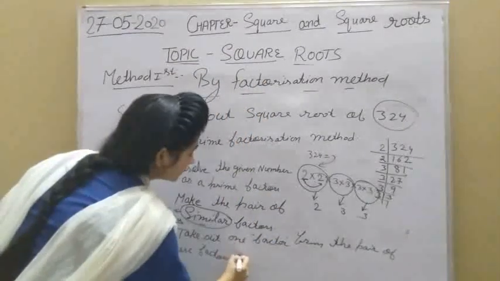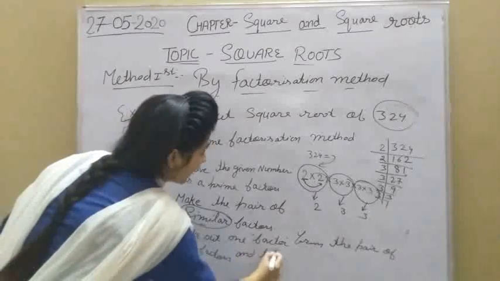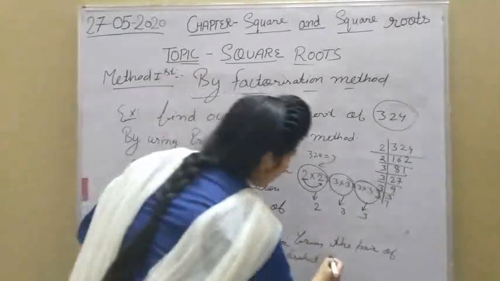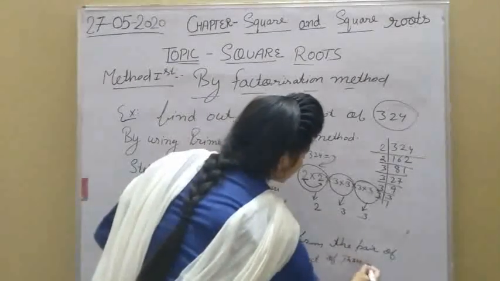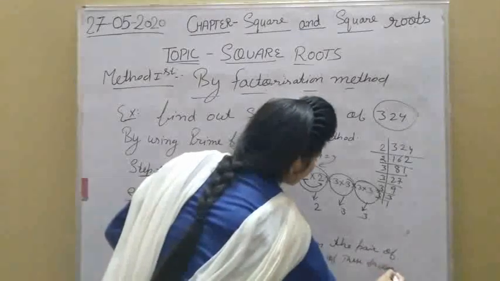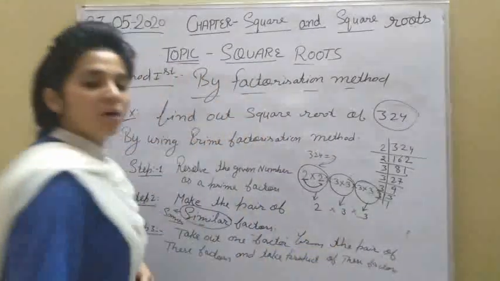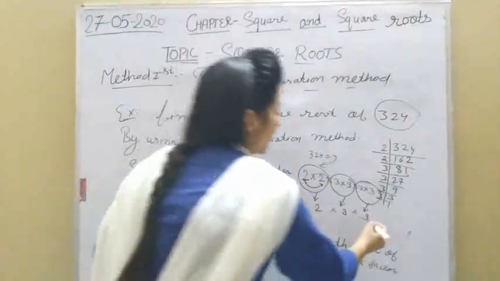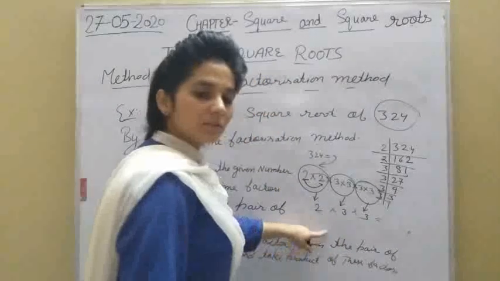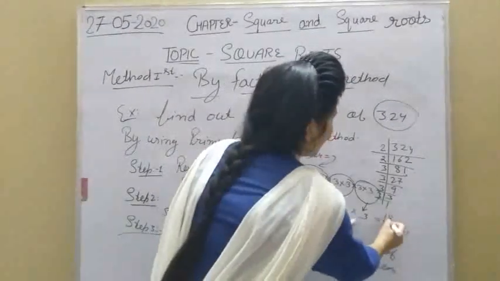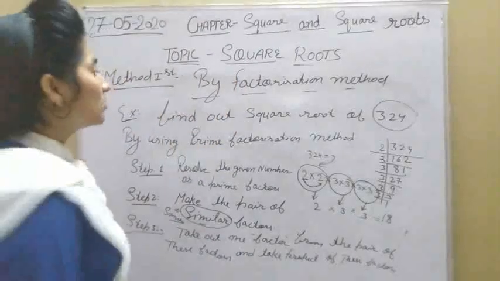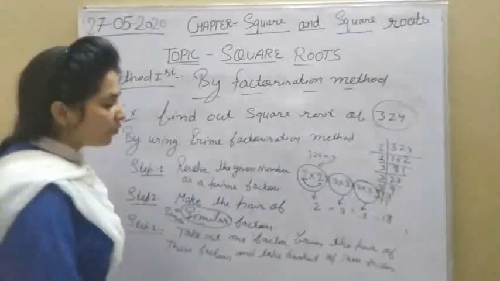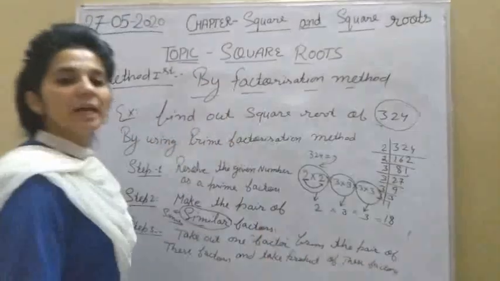And take product of these factors. After that, we will take the product of these factors. It will be 2 3s are 6 and 6 3s are 18. So, square root of 324 will be equals to 18.